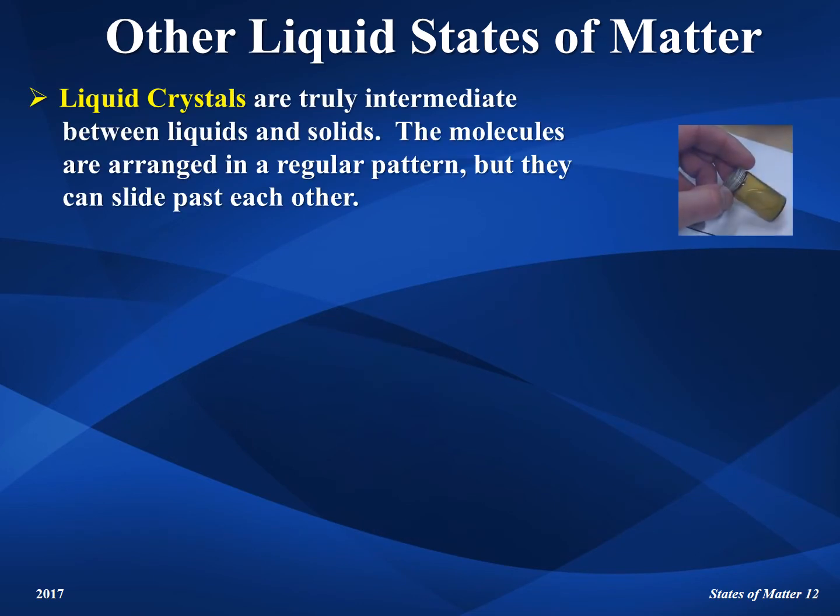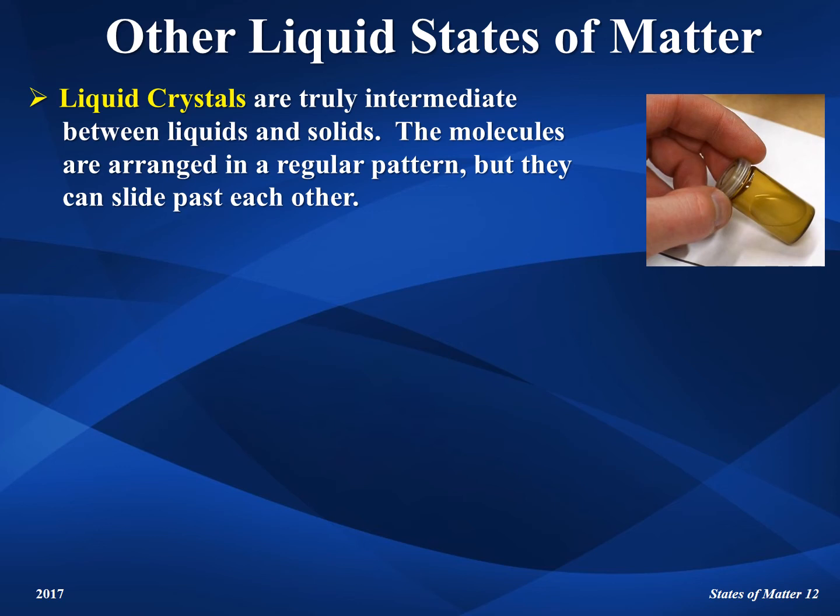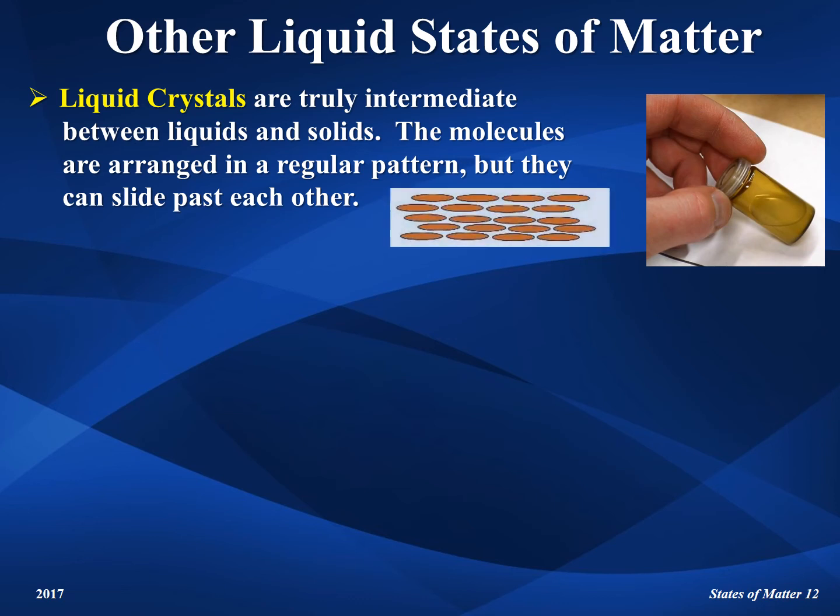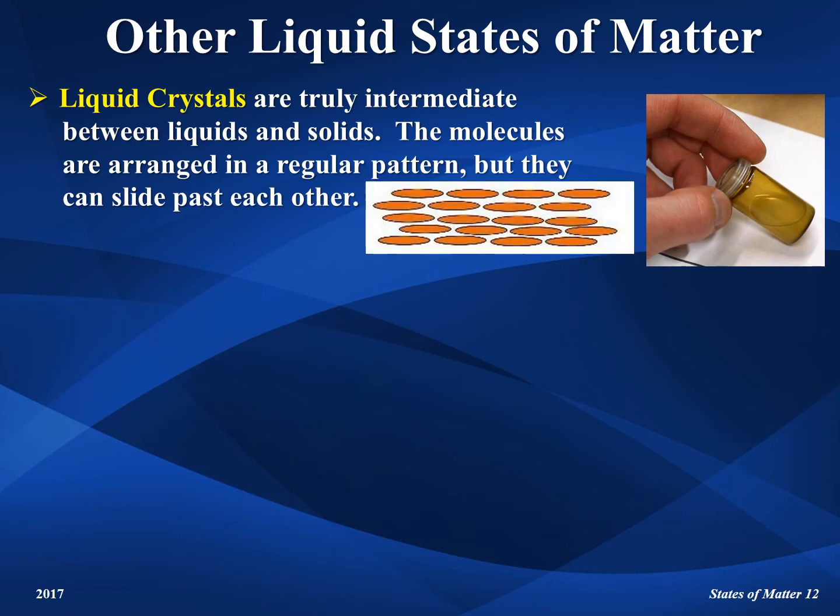There are other liquid states of matter that exist. One is the liquid crystalline state. Liquid crystals are truly intermediate between liquids and solids. The photo on the right shows a small bottle containing a liquid crystal. Although the material is a pure compound, the liquid has an opaque appearance. The molecules are arranged in a regular pattern like the solid state, but unlike the solid state, they can slide past each other as shown in this diagram. Liquid crystal molecules have long rod-like shapes.